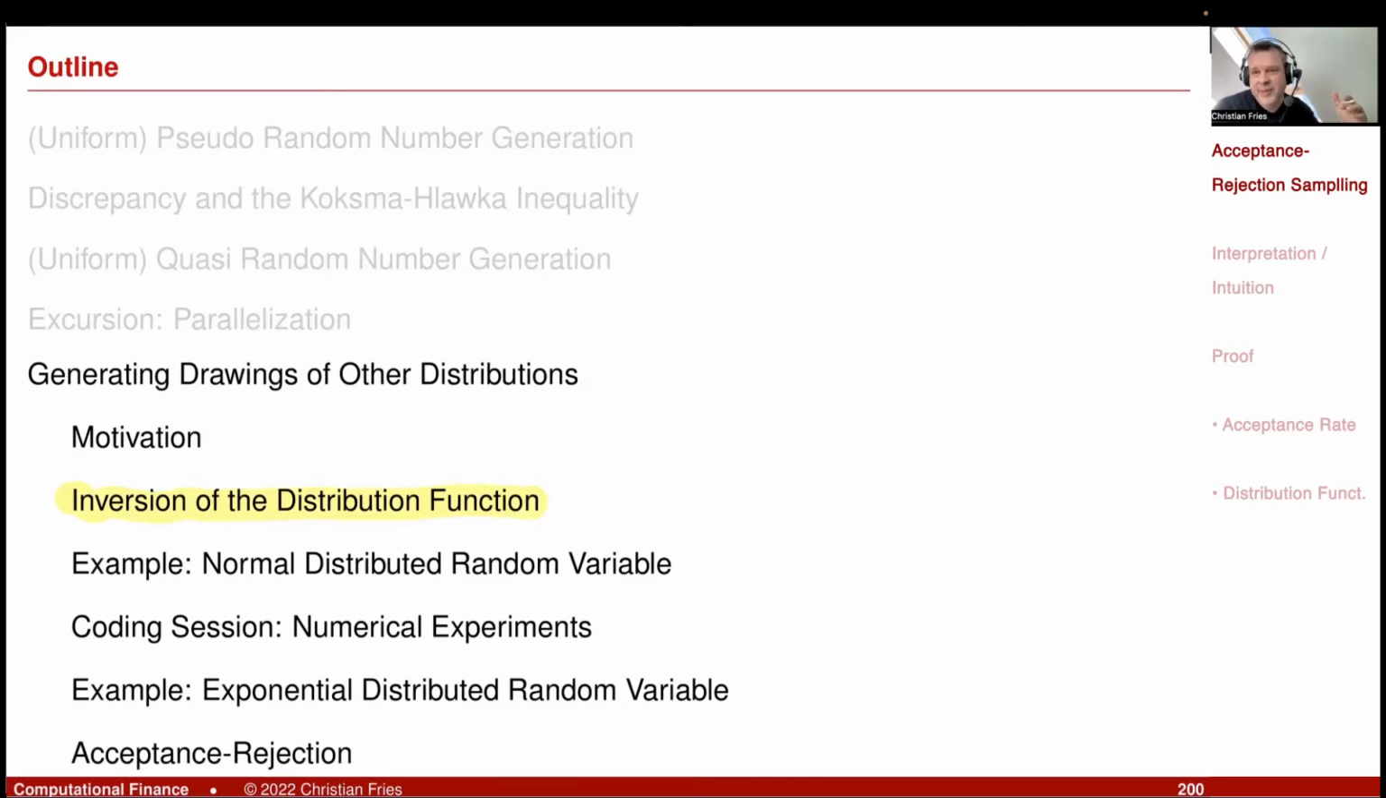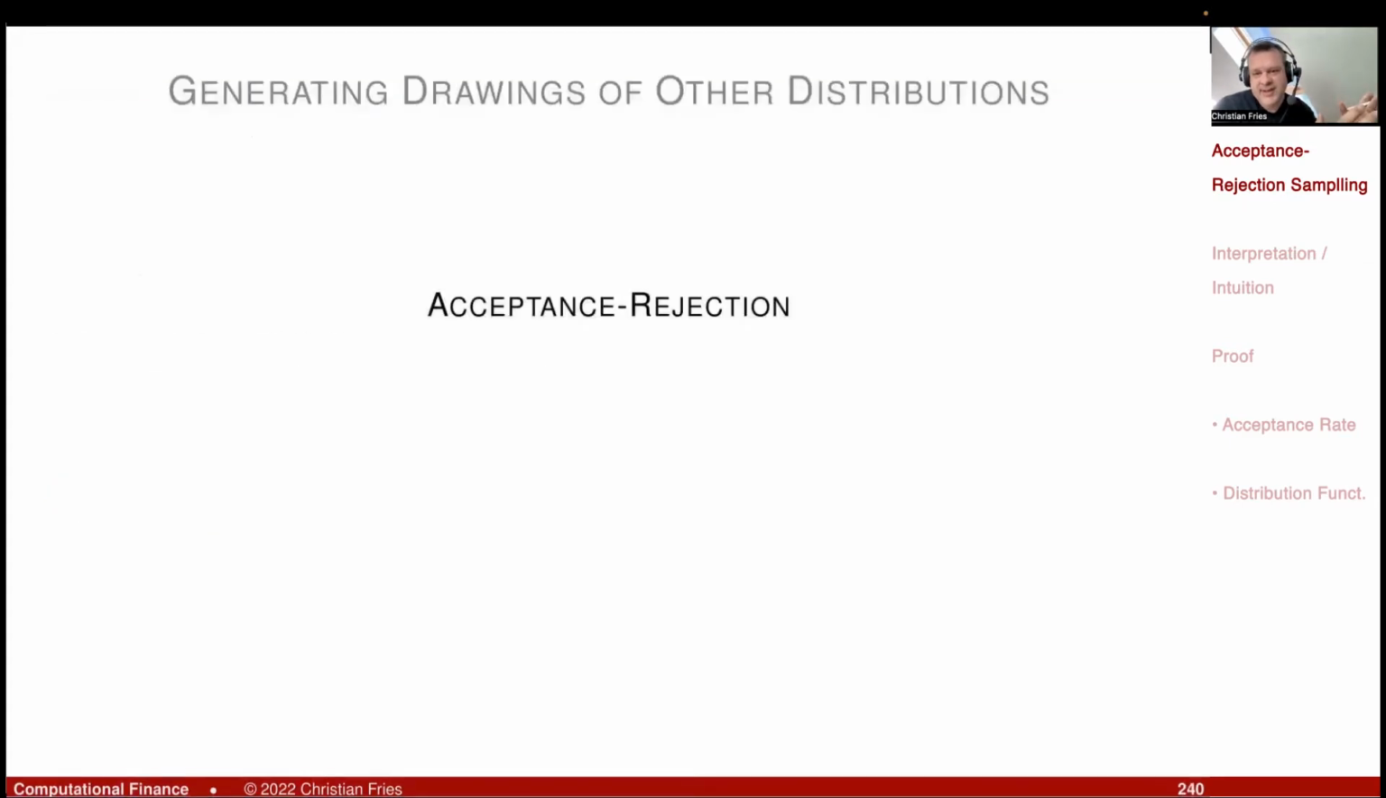A method that can be used in this case is acceptance-rejection sampling. And although I believe that the method is not used very often, because quite often you can find an inverse or an approximate inverse of the distribution function, it's very nice to study the method, also because it will later motivate the method of weighted Monte Carlo, because weighted Monte Carlo is a little bit like doing acceptance-rejection sampling.